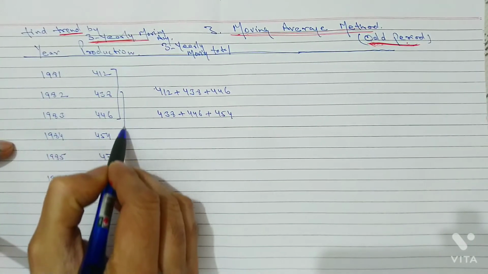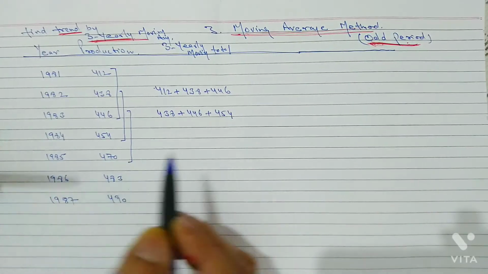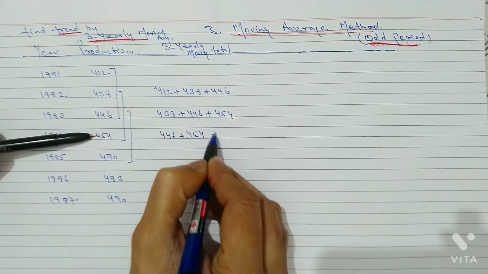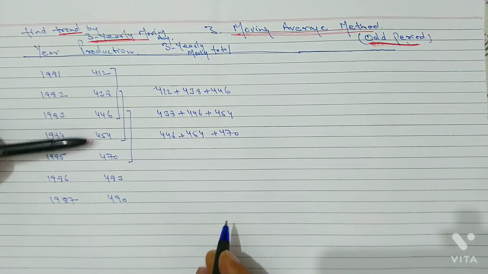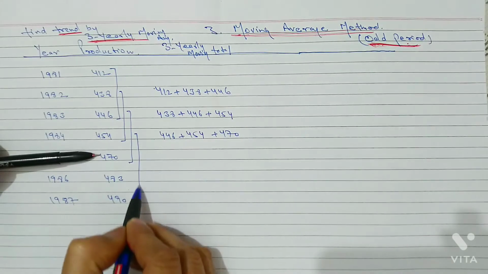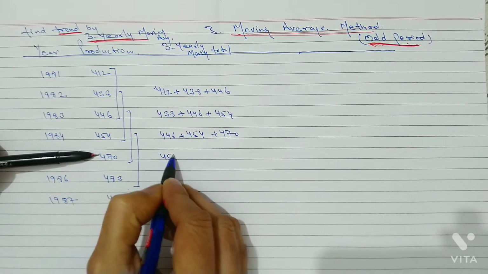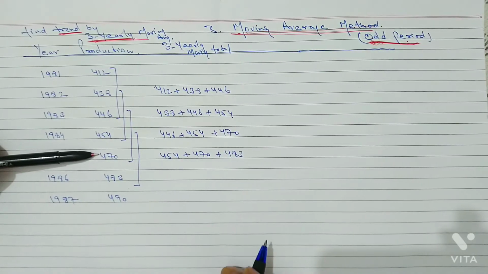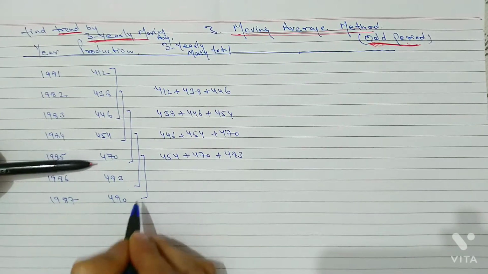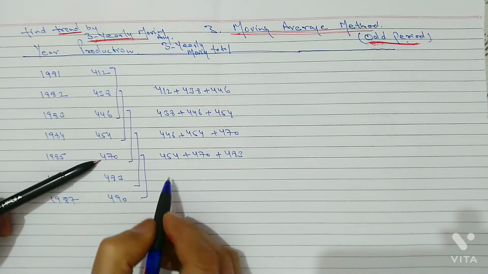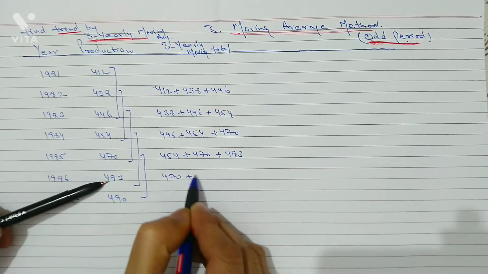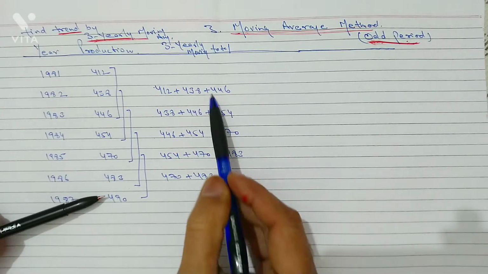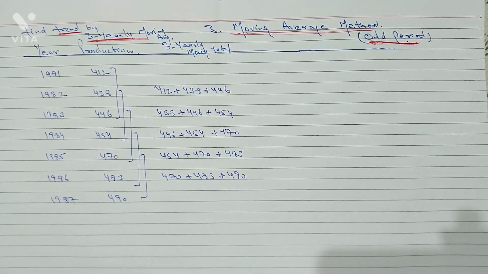First 3, then next 3, then next 3. 446 plus 454 plus 470. Then next 3: 454 plus 470 plus 483. Then for last 3: 470 plus 483 plus 490. These are 3 yearly moving totals.